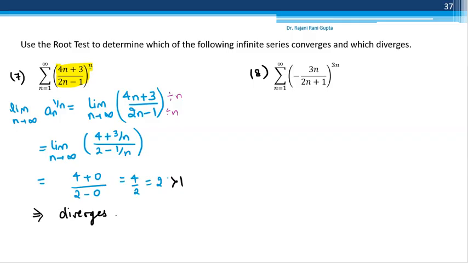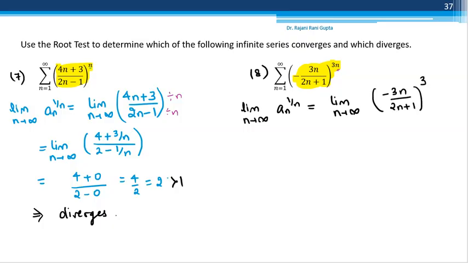Okay. Now here again, this whole thing is your a_n, because you don't need this. When you take the nth root, this n will get cancelled. So you will have the limit as n approaches infinity of a_n to the power 1 over n, which is the same as the limit as n approaches infinity of minus 3n over 2n plus 1, the whole to the power 3. Correct? Because when you take the 1 over nth root, this n cancels with n.